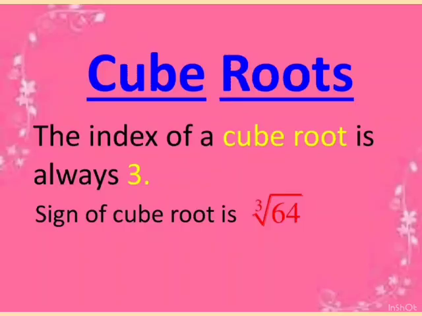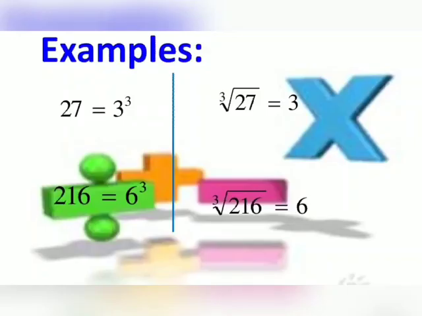Now let us discuss cube roots. The index of a cube root is always 3 and the sign of cube root is as shown in the figure. Now if we want to find out cube root of 27, first of all, which number is multiplied 3 times to get 27, and that number is 3. So 3 is the cube root.